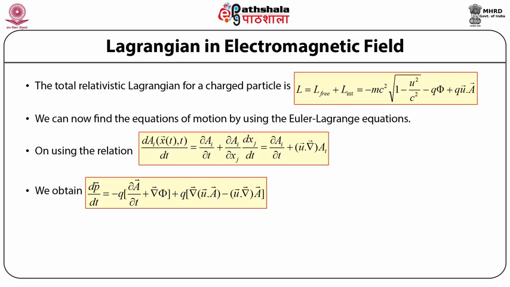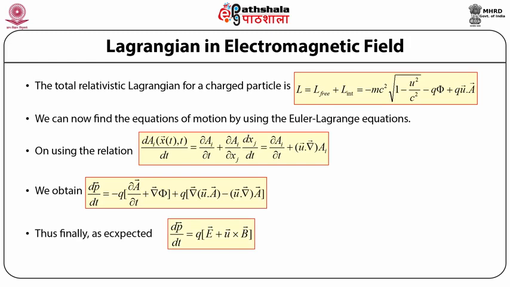equals 0, or dp by dt equals minus q of del A by del t plus del phi, plus q of del (u dot A) minus (u dot del) A. Thus, we finally get dp by dt equals q of E plus u cross B, where the first term is the electric field and the second term is u cross B.